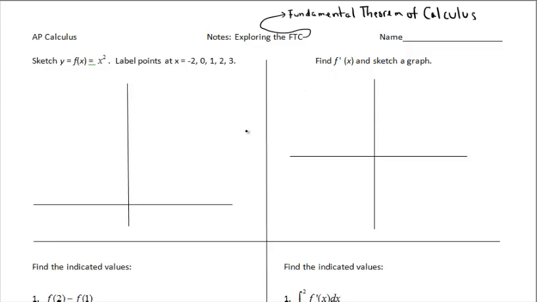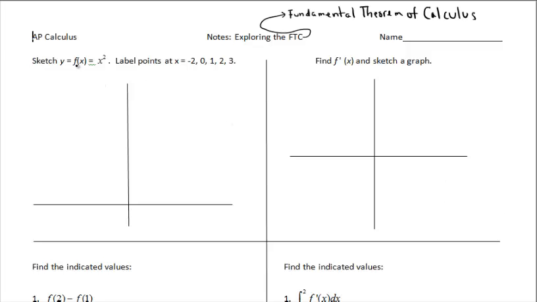Okay, so we have been finding antiderivatives, indefinite integrals. We've also been finding area in the regions between curves and the x-axis. Now it's time to put all that together. What's the connection between an antiderivative and the area under a derivative graph? That's what these notes are all about today, to explore that connection.